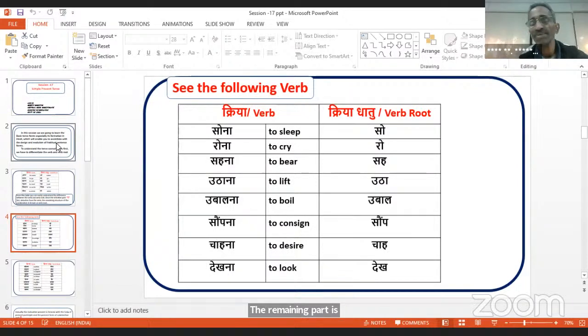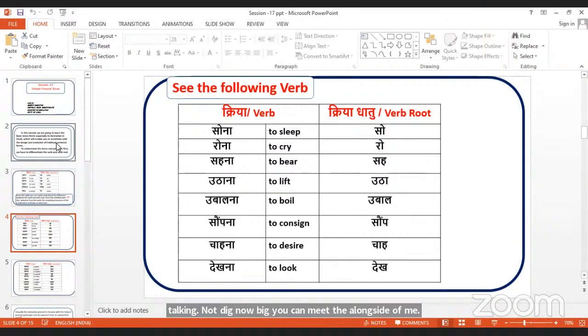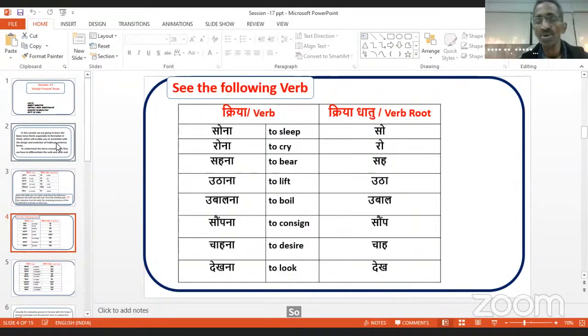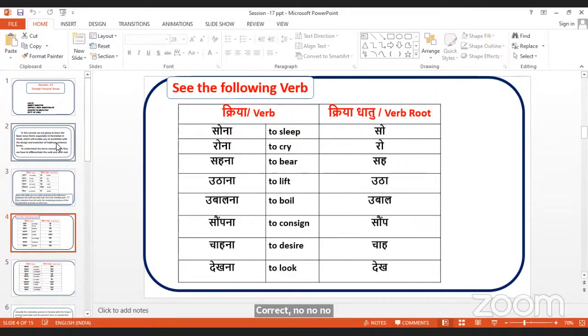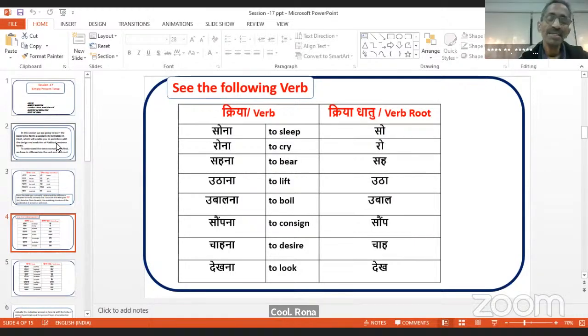Ubalna, ubal. Saumpna, saump. Chahna, chah. Dekhna, dekh. You can repeat alongside me. Sona, verb root, so. Rona, ro. Sahna, sah.